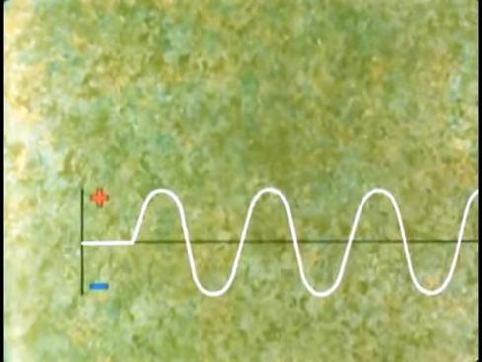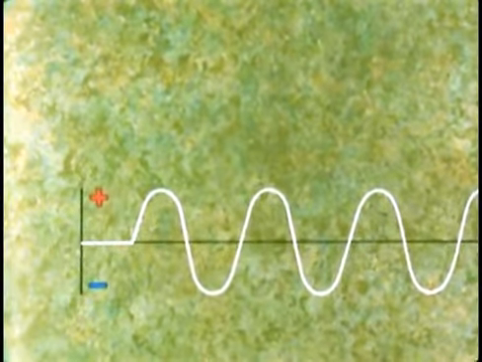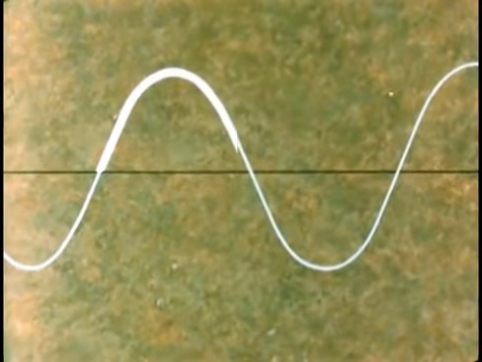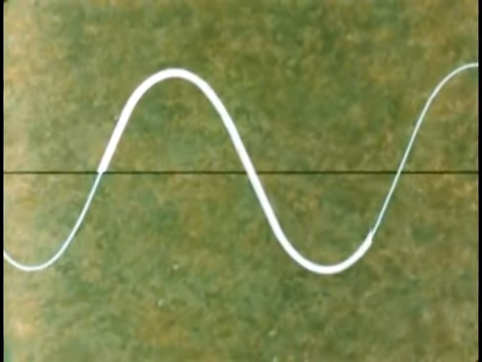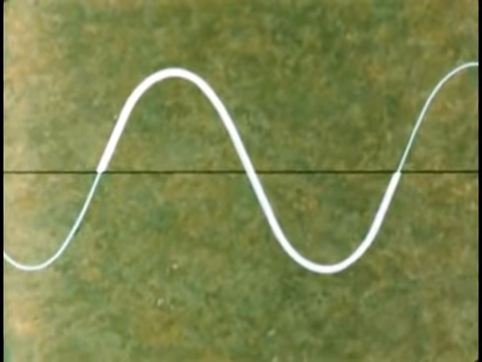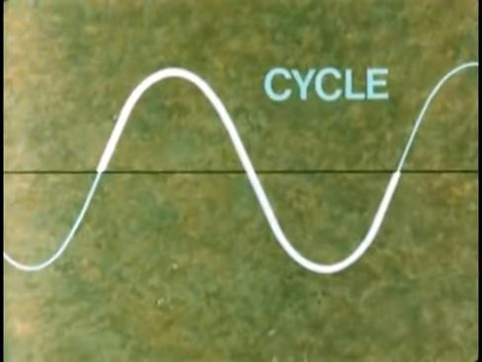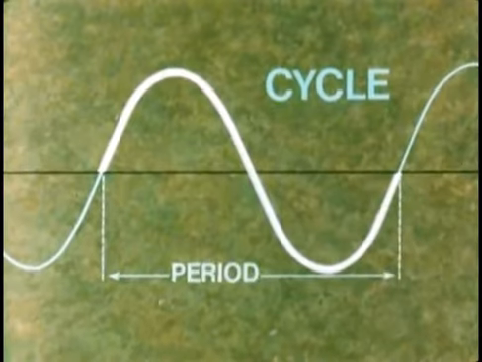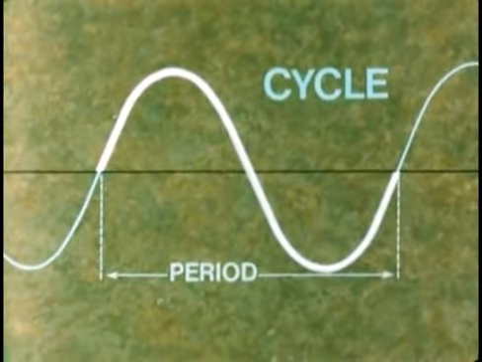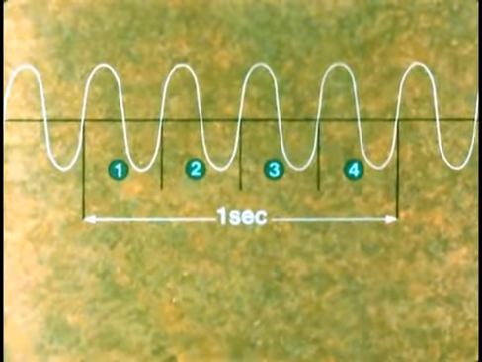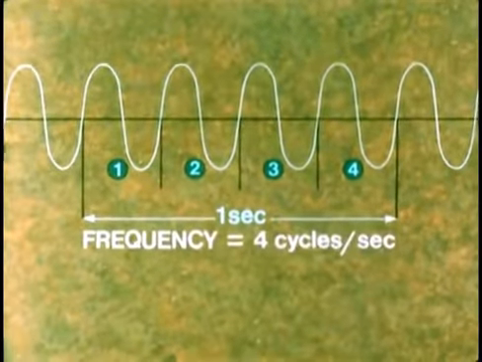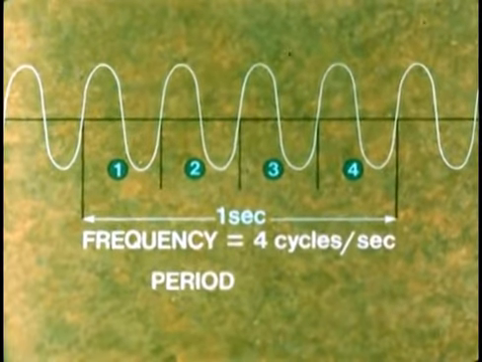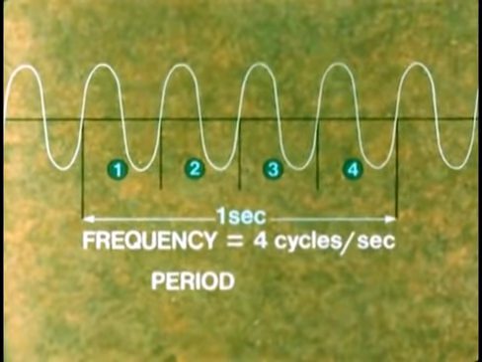As well as showing the current flowing, the sine wave also shows how the voltage is varying. Starting at zero and going through the complete series of changes, through zero and back to zero again, we say that a cycle has been completed. The time taken for a cycle is called the period. If in 1 second 4 cycles have been completed, we say the AC has a frequency of 4 cycles per second. In this case, the period, the time taken for 1 cycle, is of course a quarter of a second.